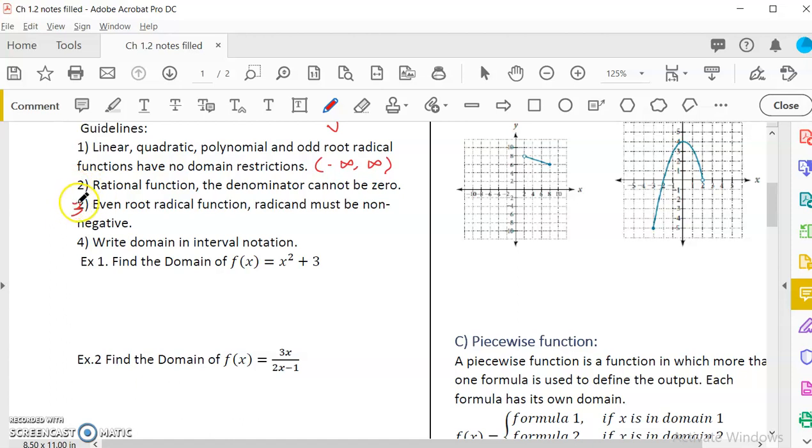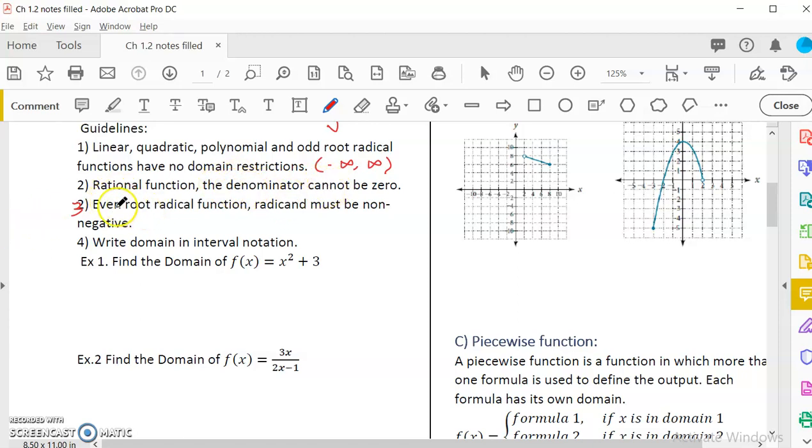The two things that we want to be careful about when we find the domain are actually just these types. One is if there is a rational function, that means they have a ratio of two polynomial functions. So you want to exclude the number that would make the denominator 0. So anytime you solve for denominator equal to 0, you want to exclude that.